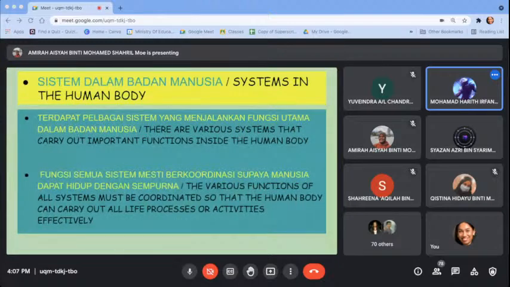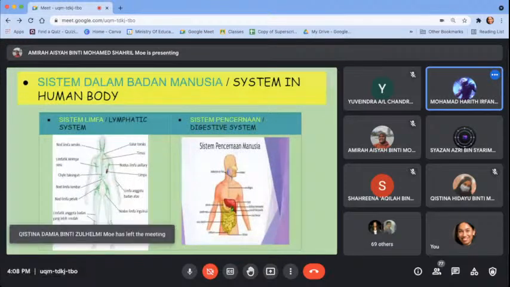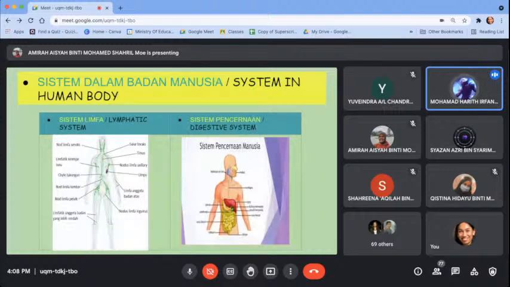Sistem dalam badan manusia. Terdapat berbagai sistem yang menjalankan fungsi utama dalam badan manusia. Fungsi semua sistem mesti berkoordinasi supaya manusia dapat hidup dengan sempurna. Contoh sistem dalam manusia, sistem perkumuhan. Sistem ini menyingkirkan bahan buangan yang berlebihan daripada badan. Kemudian sistem rangka, menyokong badan dan melindungi organ dalaman seperti paru dan hati. Kemudian sistem limfa, mengalirkan bendalir limfa ke dalam saluran darah untuk mempertahankan badan daripada jangkitan bakteria, virus dan lain-lain.